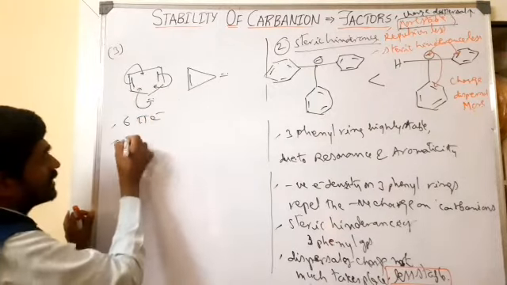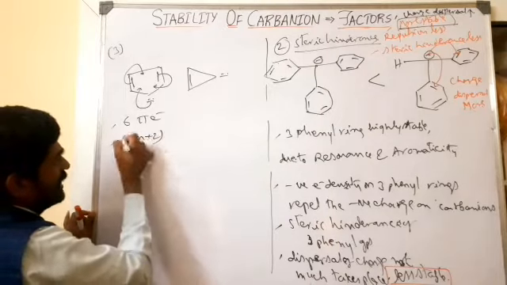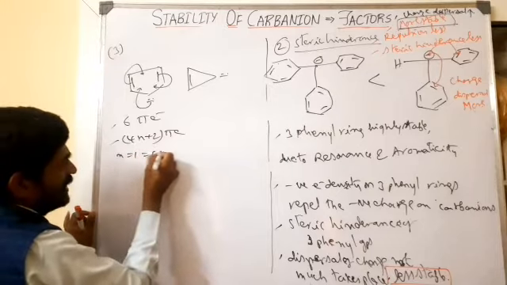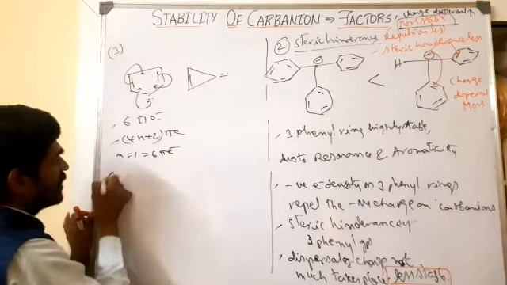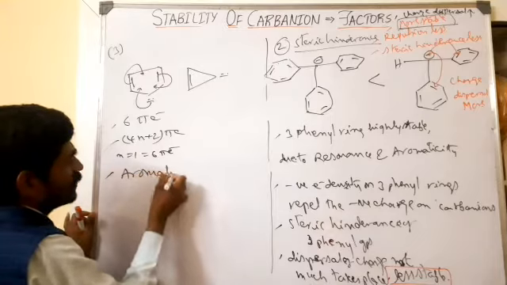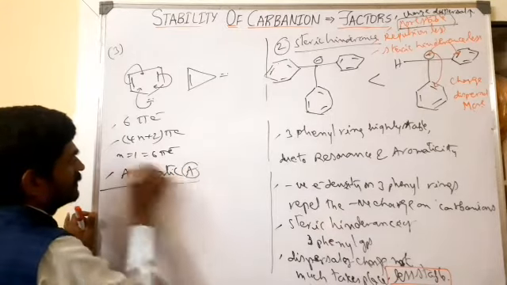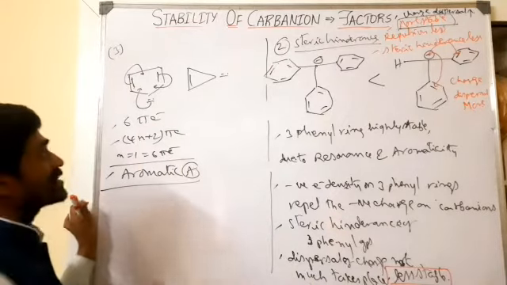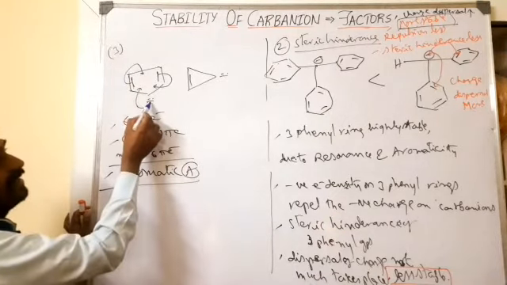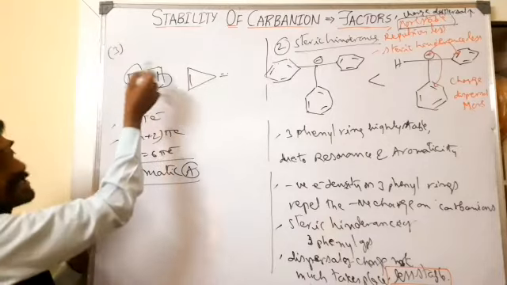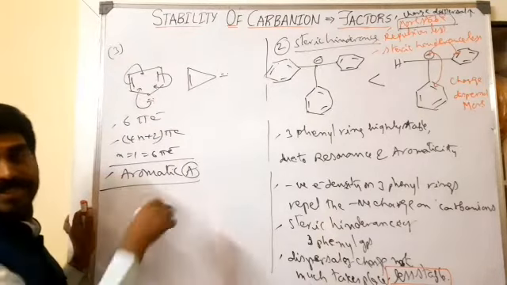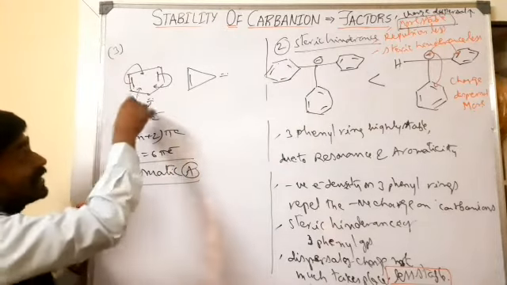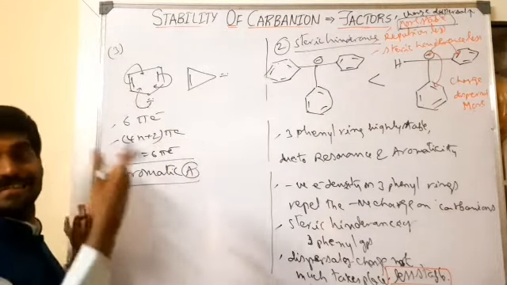Six pi electrons means they obey the 4n plus 2 pi electrons rule. If n is 1, then we get 6 pi electrons. So that's why it is an aromatic compound. In an aromatic compound, charge dispersal takes place. So the negative charge density on the carbon atom is dispersed along the length of the carbon chain. That's why it gives more stability. When negative charge density is less, stability increases.